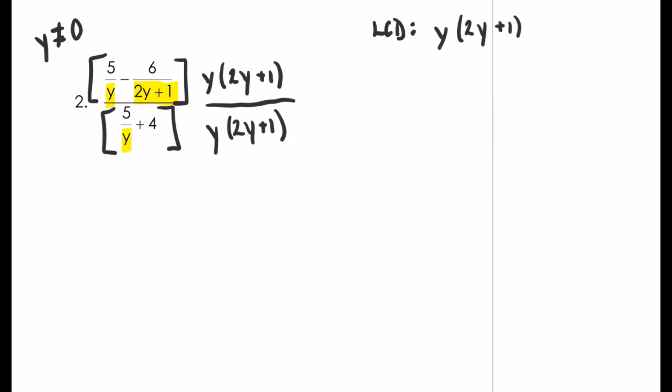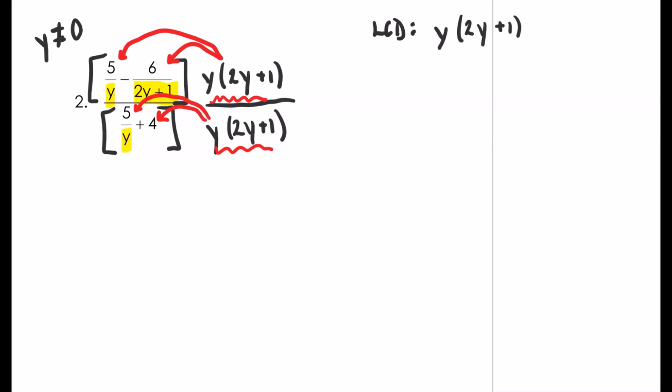Now again, you have to be really careful. You have a distributive property step. So this entire expression has to get multiplied by each term in the numerator. And so you've got 5 over y, and then you have 6 over 2y plus 1. And similarly, the denominator, you've got 2 terms again. So you have to do a distributive property step there.